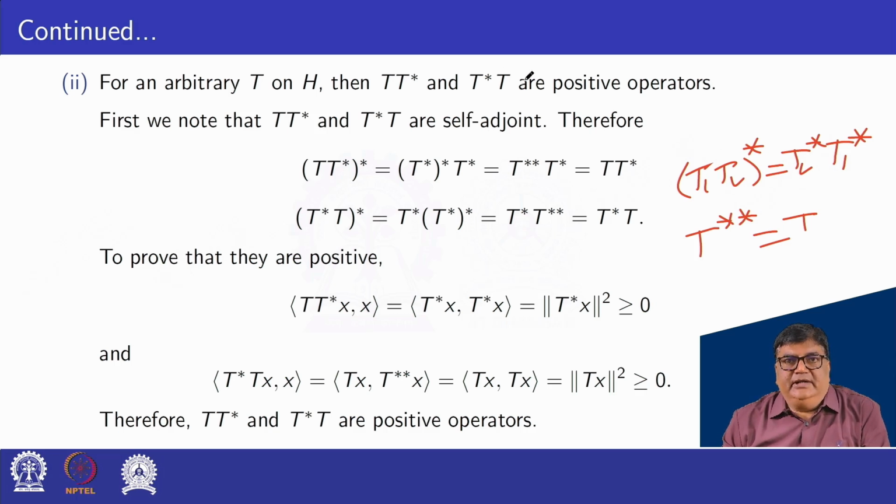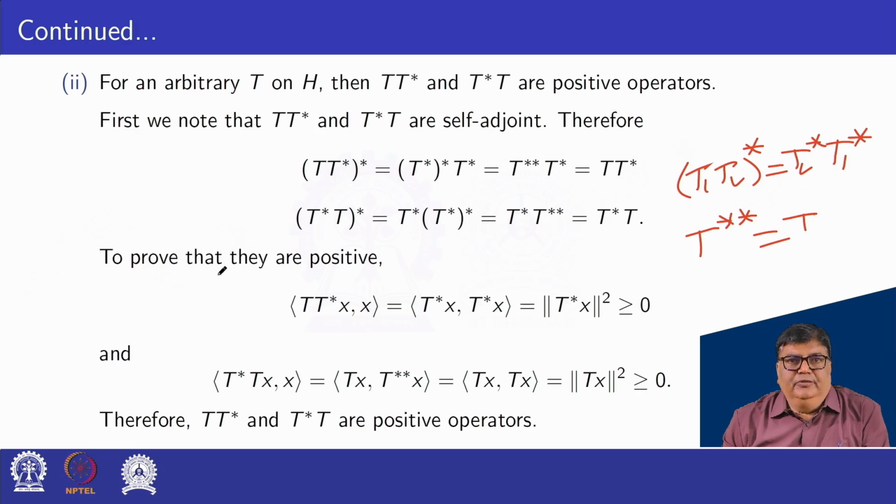Similarly, T star T is also self-adjoint, the proof is similar. That is star of T star T. Again applying this property, we can write this as T star into star of T star, that is T star into T double star, and T double star is T, that is T star T. Hence star of T star T is equal to T star T. So T star T is a self-adjoint operator.